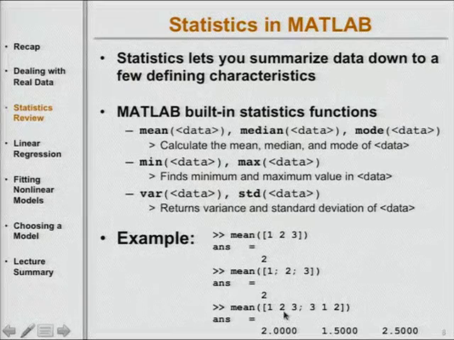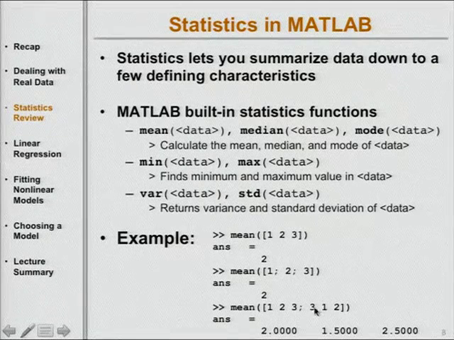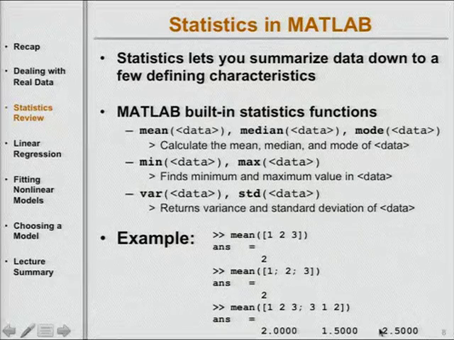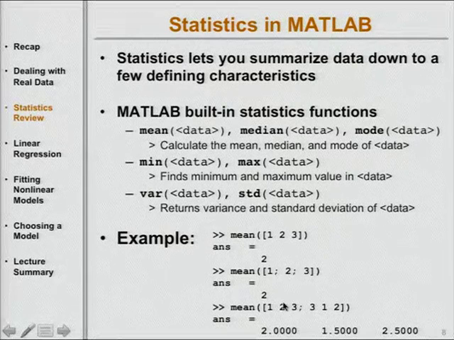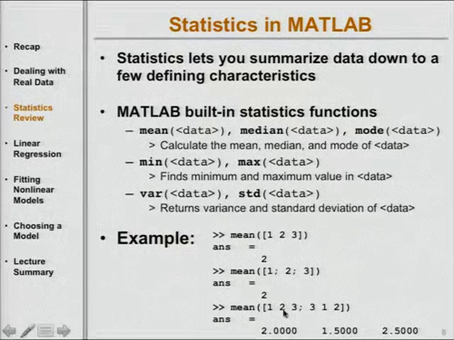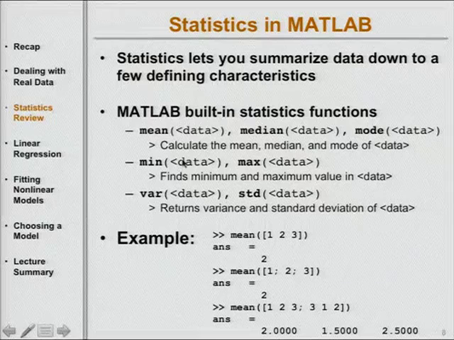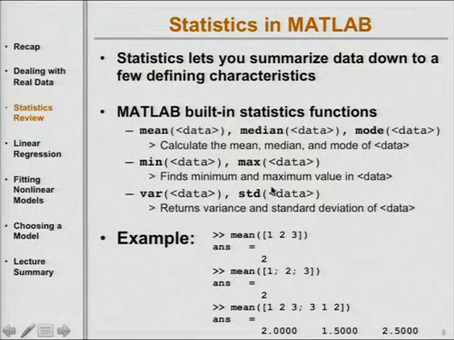However, if you pass in a matrix, in this case the first row is 1, 2, 3 and the second row is 3, 1, 2, what the mean does is it averages down the columns. So you'll get a row vector coming out. Each element is the average of each of the columns. So 2 is the average of 1 and 3, 1.5 is the average of 2 and 1, and 2.5 is the average of 2 and 3. Frankly, I can't see where you'd necessarily want to use that, but there might be occasions when you would. Certainly for this unit, you probably only need to use mean, variance and standard deviation.